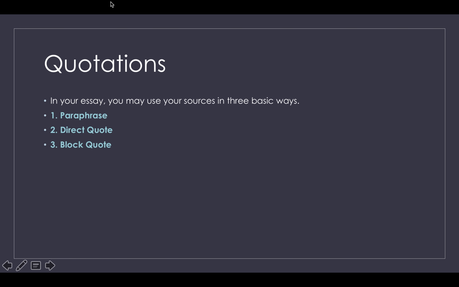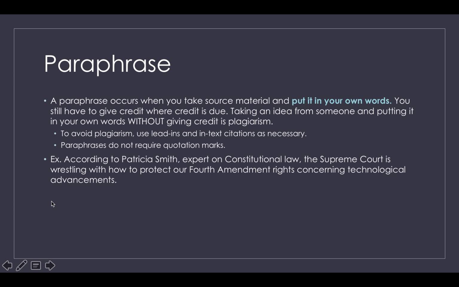Anything that is any of these three must be cited in text and on your bibliography as a source. So a paraphrase basically is where you take information and you put it in your own words. This is usually if you have a lot of information or something that's not easily quotable, you'll put it as a paraphrase. And you absolutely must cite this because it's someone else's idea, and if you don't, it's plagiarism.